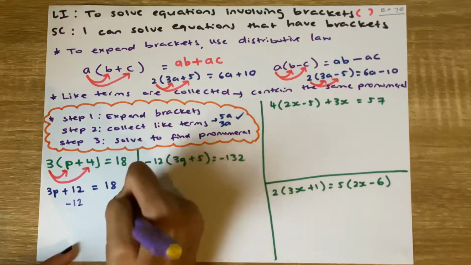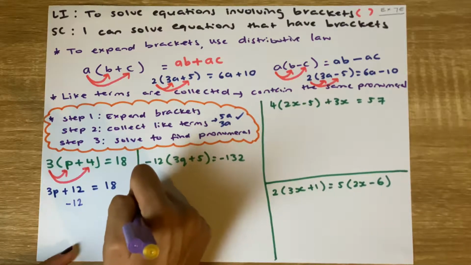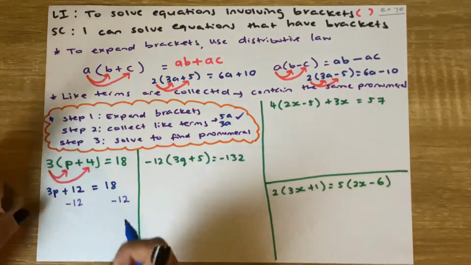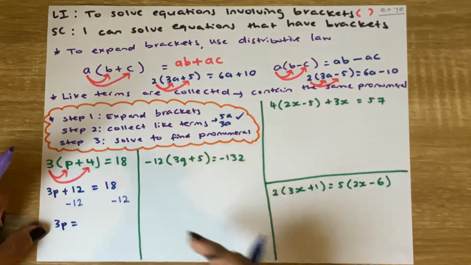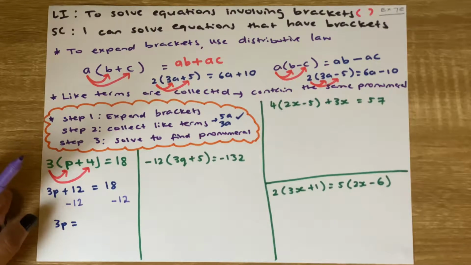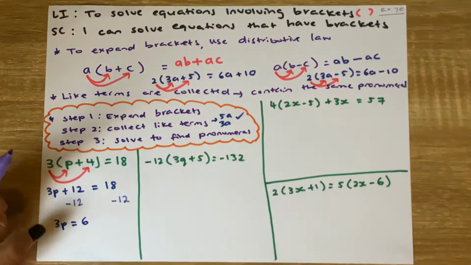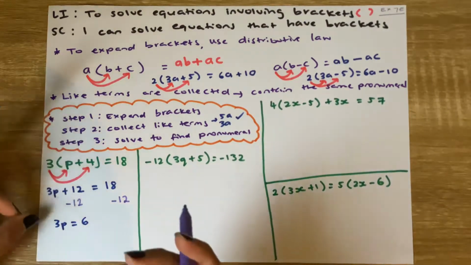Remember, what I do to one side, I have to do to the other. So we're going to subtract 12 from that side too. So I'm going to be left with 3P equals 18 take away 12. 18 take away 12 is 6. All right, we are left with 3P equals 6.